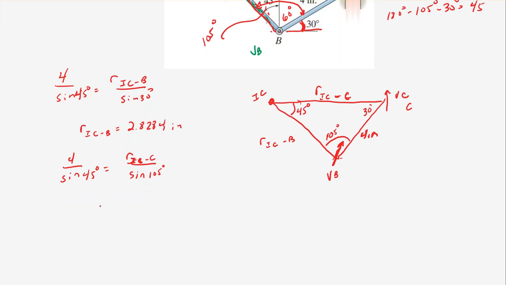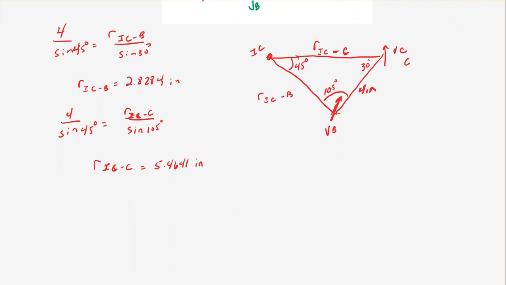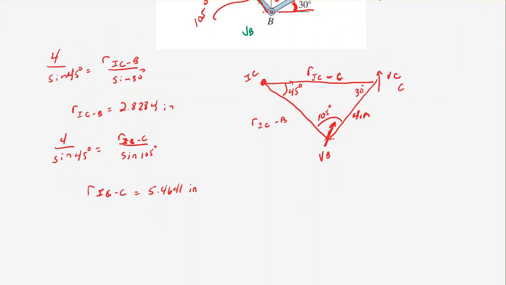All right, so R of IC to C turns out to be 5.4641 inches.